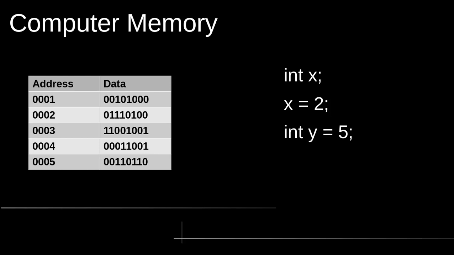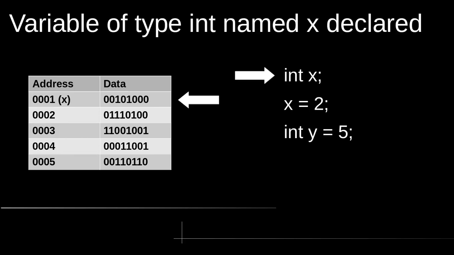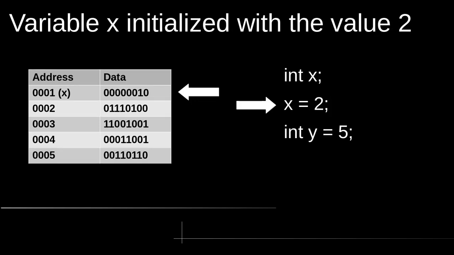Let's step through them and see how each one affects the memory on the left. The first line of code declares a new variable of type int, or integer, and gave it the name x. Over on the left, you can see that memory address 0001 has been reserved to store the value of x, but that memory still contains the data it had stored previously. The second line initializes the value of x to the number 2.